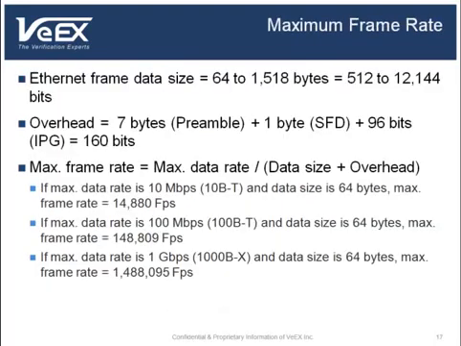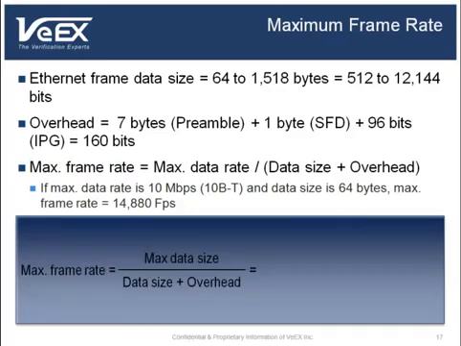We will now learn how to calculate the maximum frame rate. We must first know the maximum data rate, which is indicated in the name of the standard. The second variable is the frame data size, which must be between 64 and 1,518 bytes. Finally, we must also know the overhead, which is equal to the preamble's 7 bytes, the start frame delimiter's 1 byte, and the inter-packet gap, which is 96 bits. The overhead is therefore 20 bytes or 160 bits. The maximum frame rate is equal to the maximum data rate divided by the sum of the data size and the overhead. Here are 3 examples of how to find the maximum frame rate.